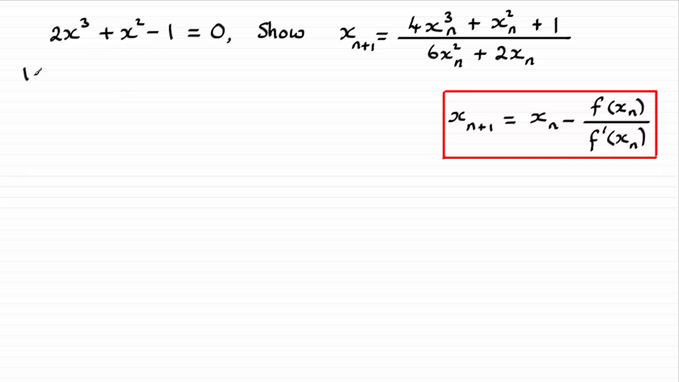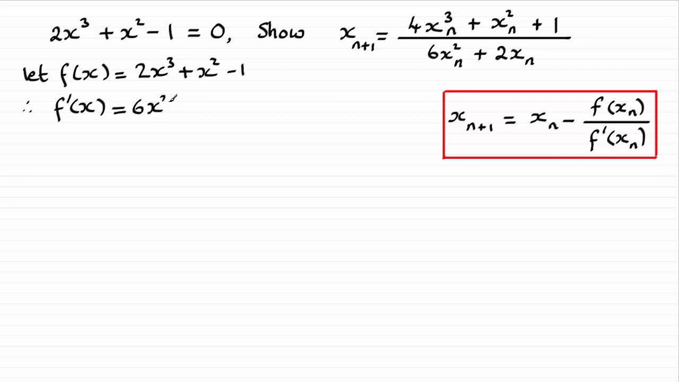okay? So if we just put that in, let f of x equal 2x cubed, then plus x squared minus 1. And we need to get the first differential of f of x. So therefore, if I differentiate f of x with respect to x in the usual way, for this term, you're going to get 3 times 2, which is 6. Reduce the power by 1, and you get 6x squared. Differentiate x squared, you get plus 2x. Differentiate the constant on the end, it's 0.